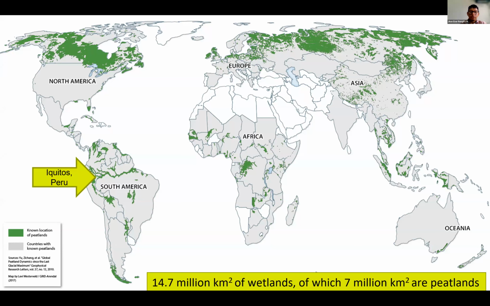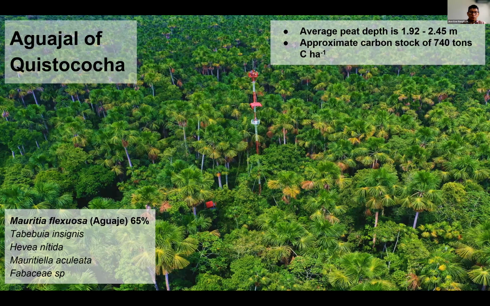The Loreto region in the Peruvian Amazon contains about 63,000 square kilometers of peatlands, and it's where our study site is located, just a few kilometers from Iquitos City. In this slide, we show the aguajal of Quistococha. The aguajal is a swampland ecosystem dominated by aguaje, the palm tree Mauritia flexuosa. This ecosystem is important because it has an average of 2 meters of peat that can store about 740 tons of carbon per hectare in the soil.